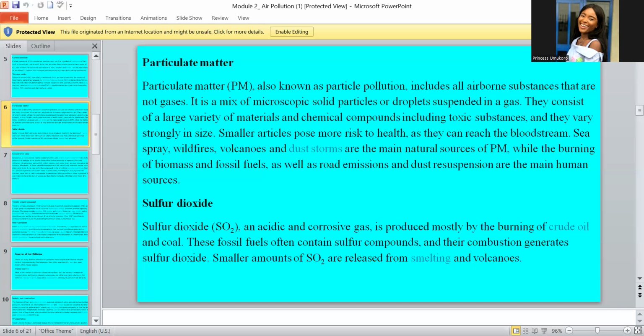Sea spray, wildfires, volcanoes, and dust storms are the main natural sources of particulate matter, while the burning of biomass and fossil fuels, as well as road emissions, are the main human sources. There's also sulfur dioxide. Sulfur dioxide is an acidic and corrosive gas. It is produced mostly by the burning of crude oil and coal. The fossil fuels often contain sulfur compounds, and their combustion generates sulfur dioxide.